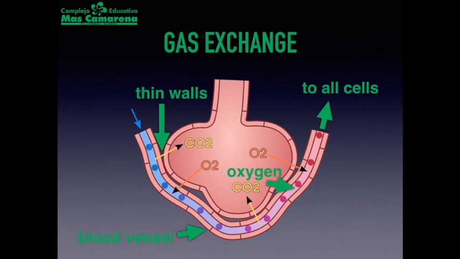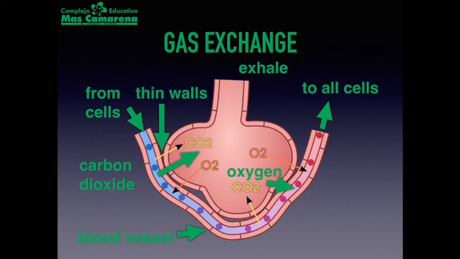Then at the same time, deoxygenated blood from the cells is brought back to the lungs, and the carbon dioxide from the deoxygenated blood passes from the blood vessel, i.e. from the capillary, into the alveoli, and we exhale it out when we breathe out.